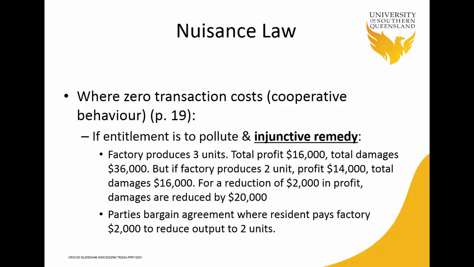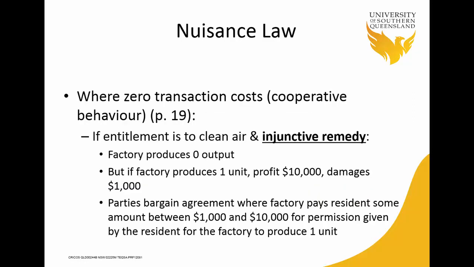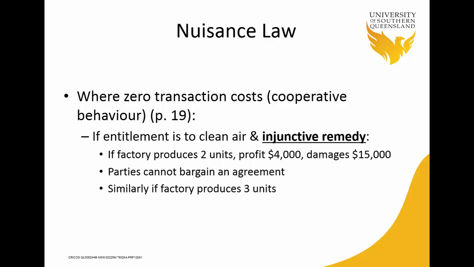And what does that tell us? It tells us that the injunctive remedy will give enough incentives to the parties to arrive at the same efficient output. So when we started here, we said that the efficient output is going to be 1 unit. If we structure our legal system such that the right is to clean air and is given to the victim, and we impose an injunctive remedy on the factory if they produce, then they could bargain with each other and still arrive at the same efficient outcome. So this injunctive remedy then is an efficient remedy.